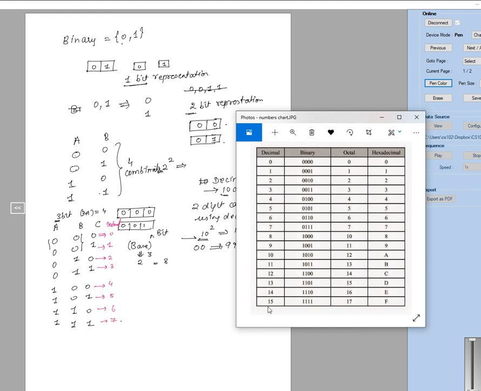So that's it class for this lecture. From the next lecture we will see the conversions: binary to decimal, binary to octal and binary to hexadecimal. We will keep this number chart as a reference so that it helps us learn the conversions very easily, right?